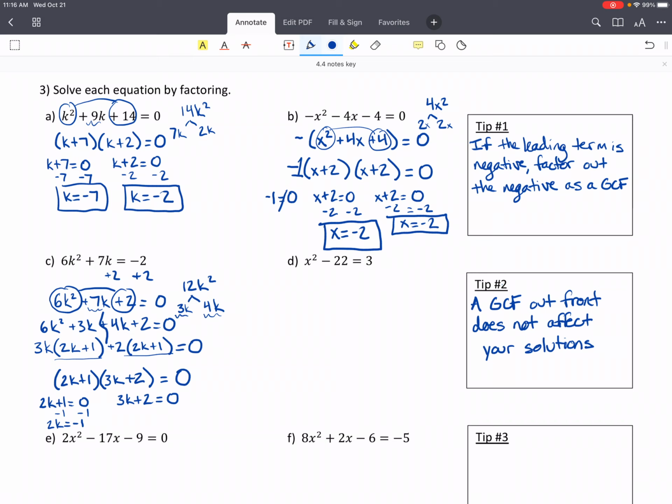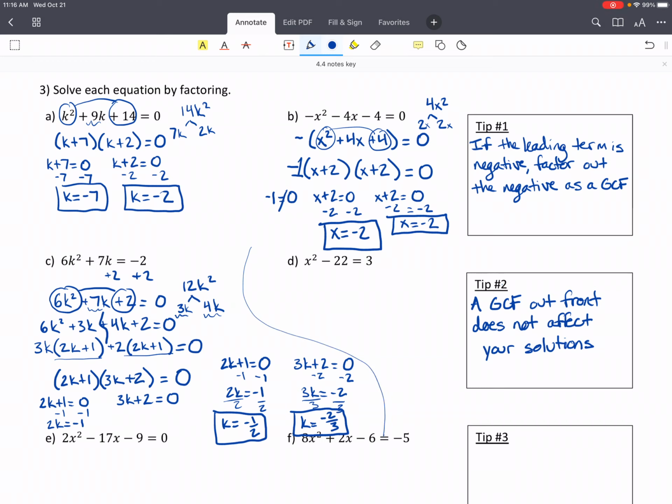I'm going to rewrite this over here just so we have a little bit more room. 2k equals -1, divided by 2. K equals -1/2. It's one of my solutions. 3k plus 2 is my other one, so I can subtract 2. And k equals -2/3 as my other solution.